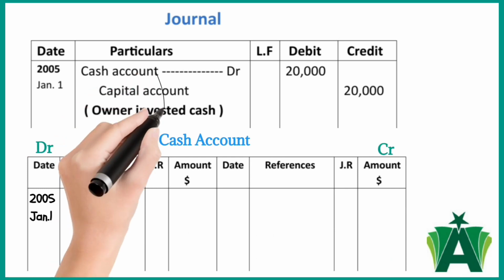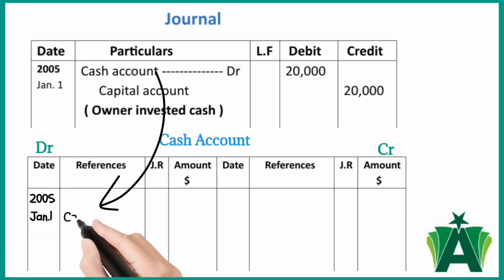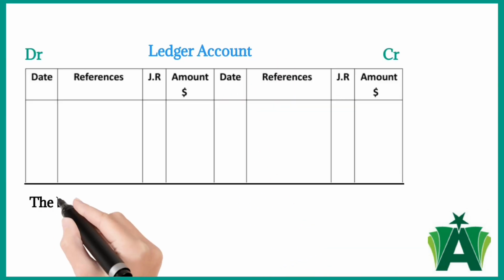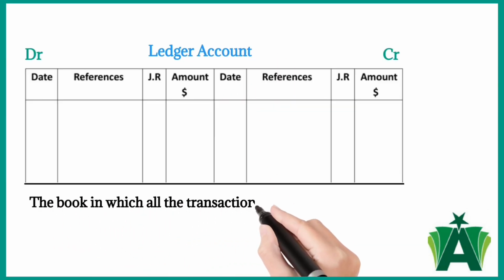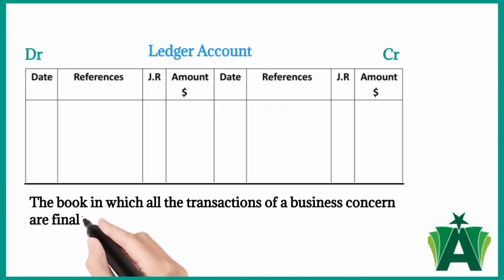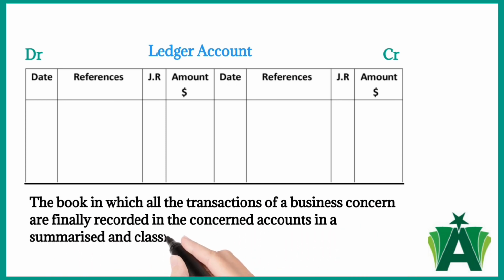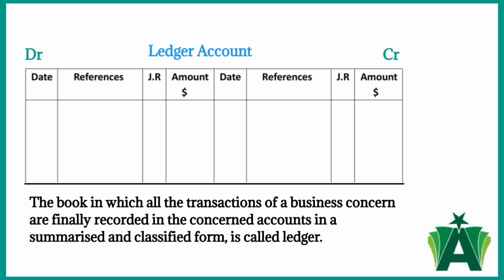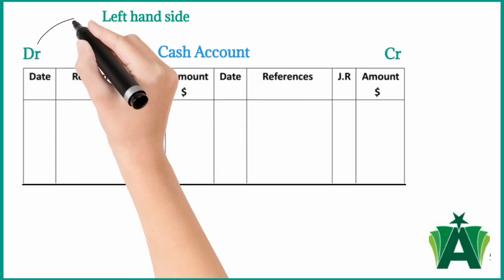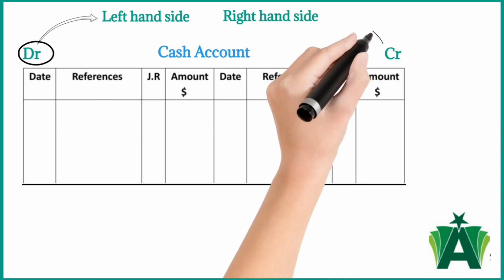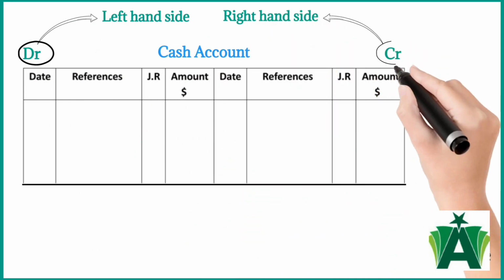According to William Pickles, a ledger is the destination of the entries made in the journal. So the ledger is the book in which all the transactions of a business concern are finally recorded in the concerned accounts in a summarized and classified form. The left-hand side of the ledger account is called the debit side, and the right-hand side of the ledger account is called the credit side.